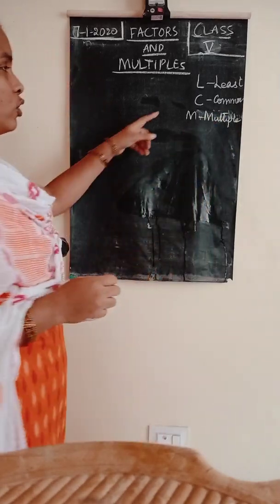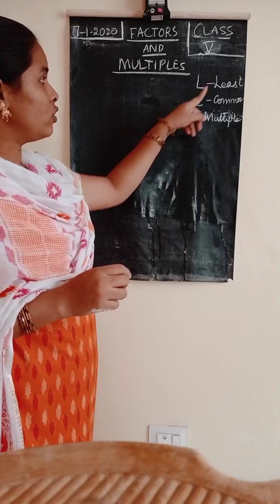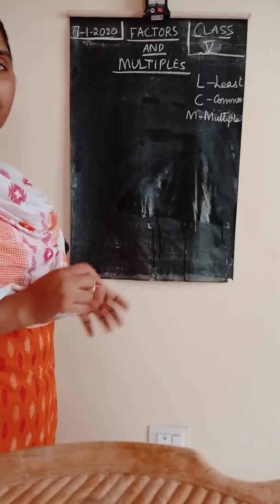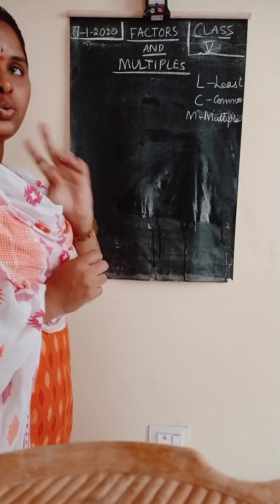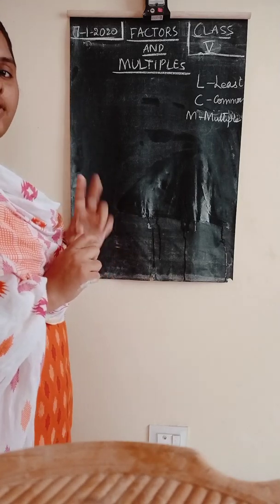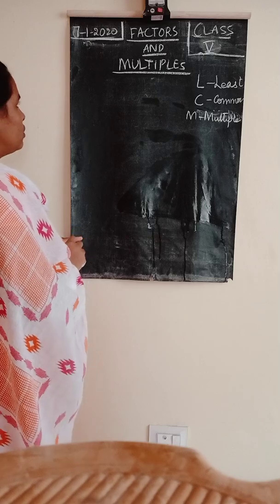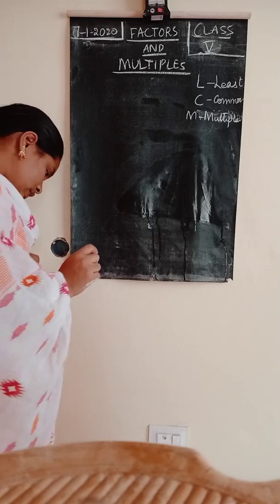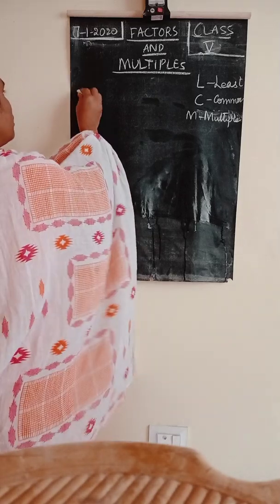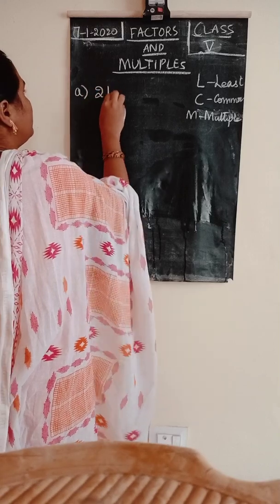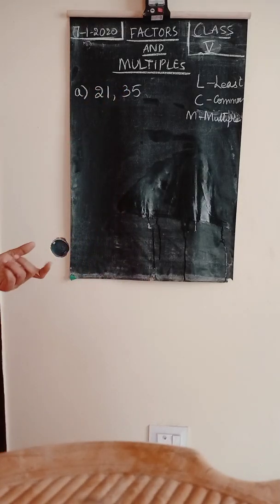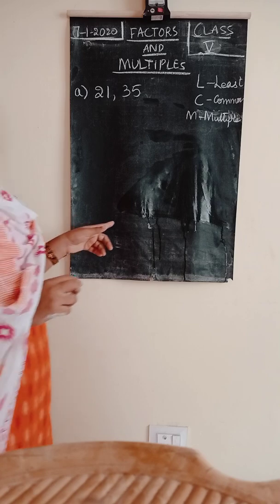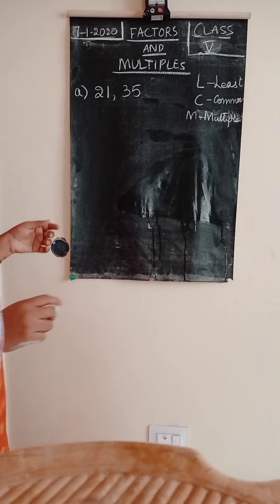You have to find out the common multiple and also the least. In order to find the common multiple, you must have 2 numbers. Now let us see what those 2 numbers are: 21 and 35. You have to find the LCM. First we'll do it with the prime factorization method and then with the division method.